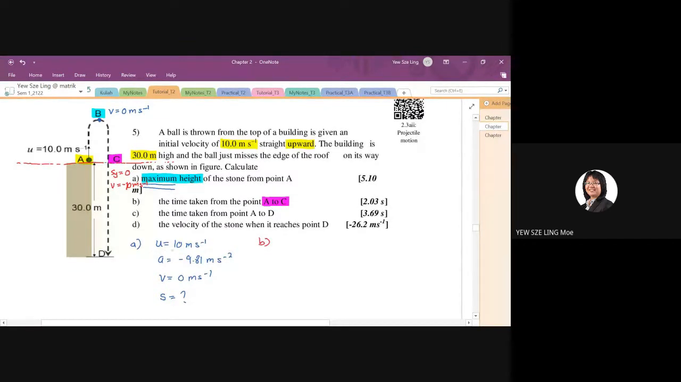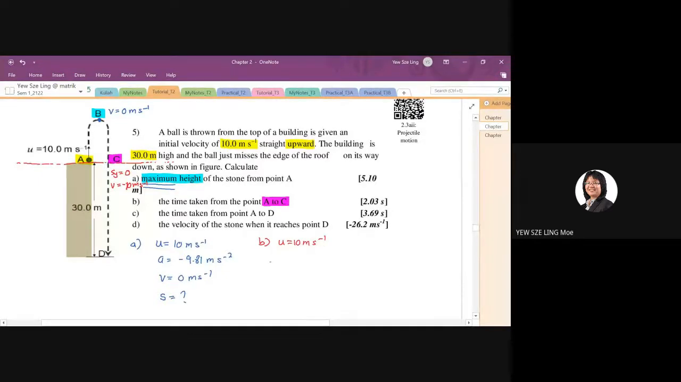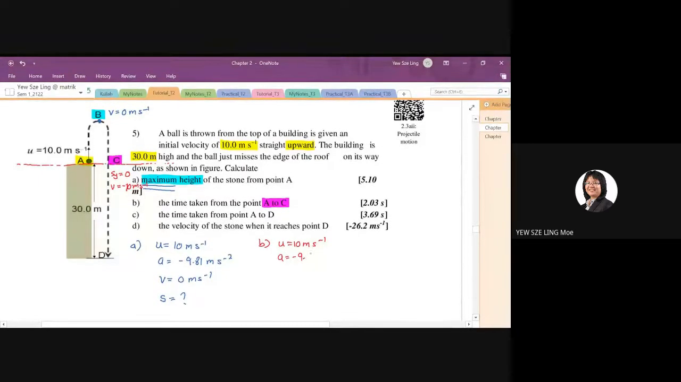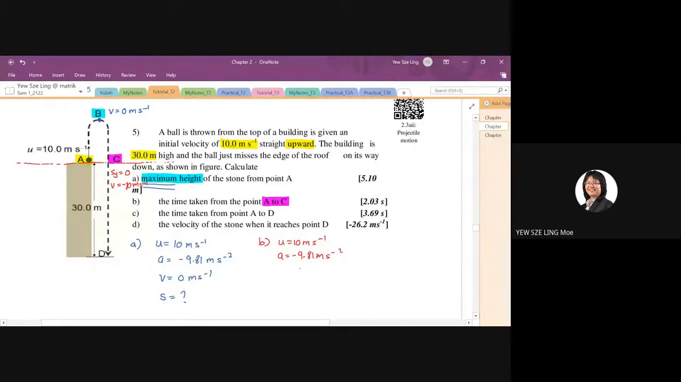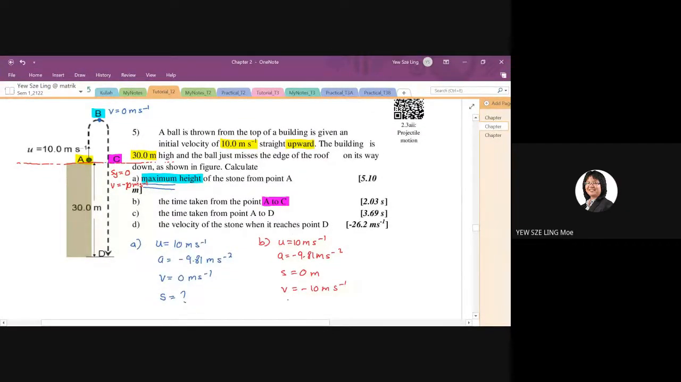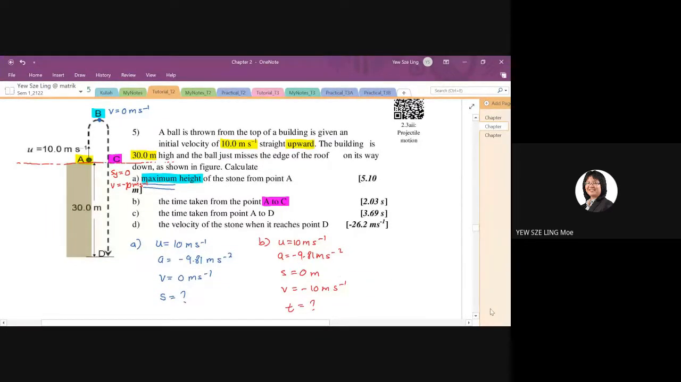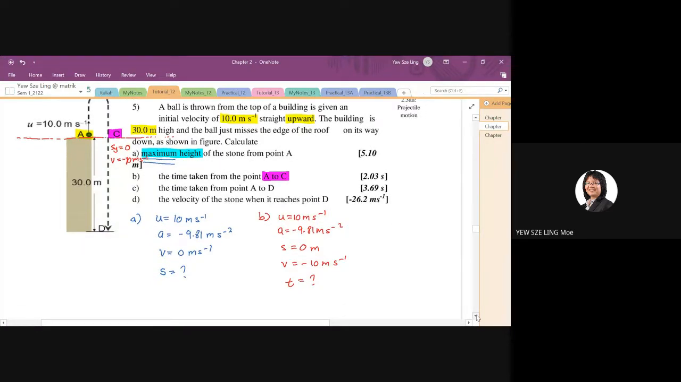Therefore, for question B, the information that I have, the initial point is still A, so we have u equals 10 meters per second. And we have a equals negative 9.81 ms^-2. And what else do we have? At point C, we have s equals 0 meter, and we also have v. Basically, we have more than enough information to solve this question. Now you have all four variables, and you want to find the last one, which is the unknown. So you can apply any of the equations. Out of the four linear equations, you can choose any one to solve question B.